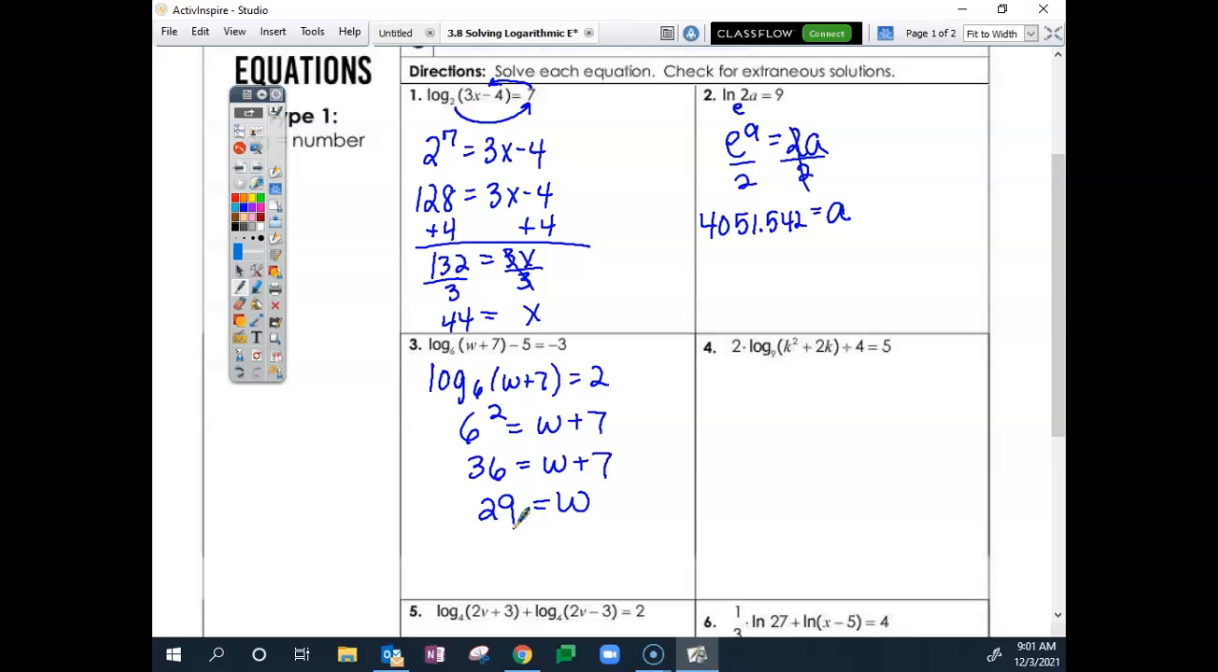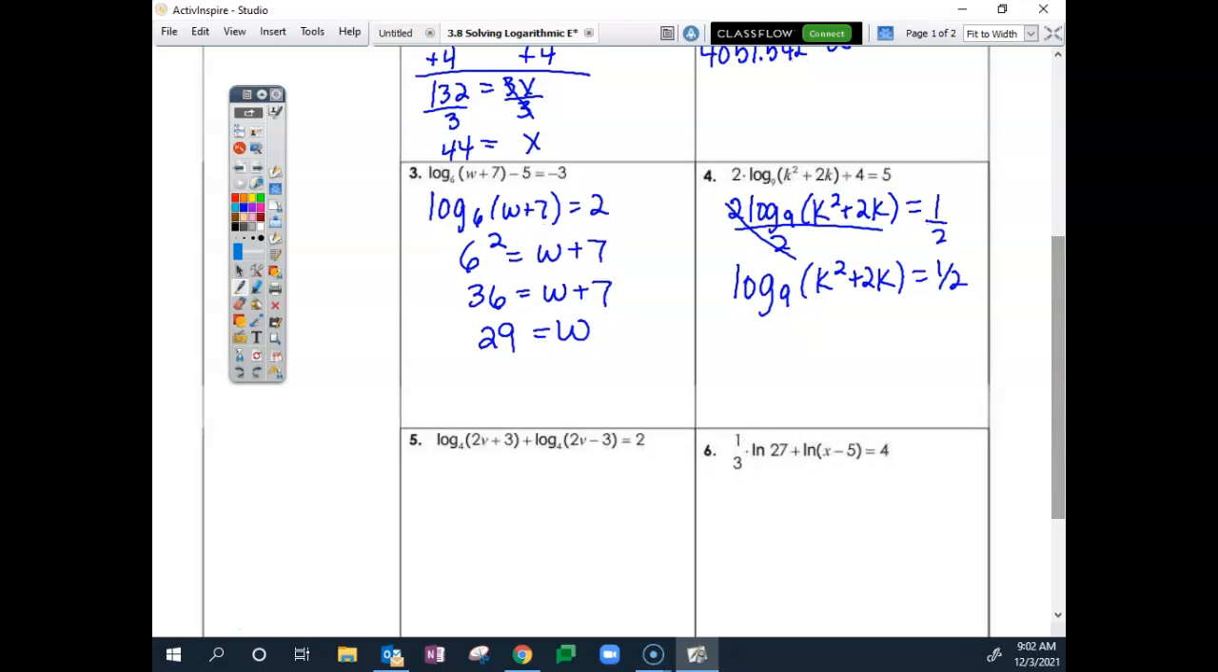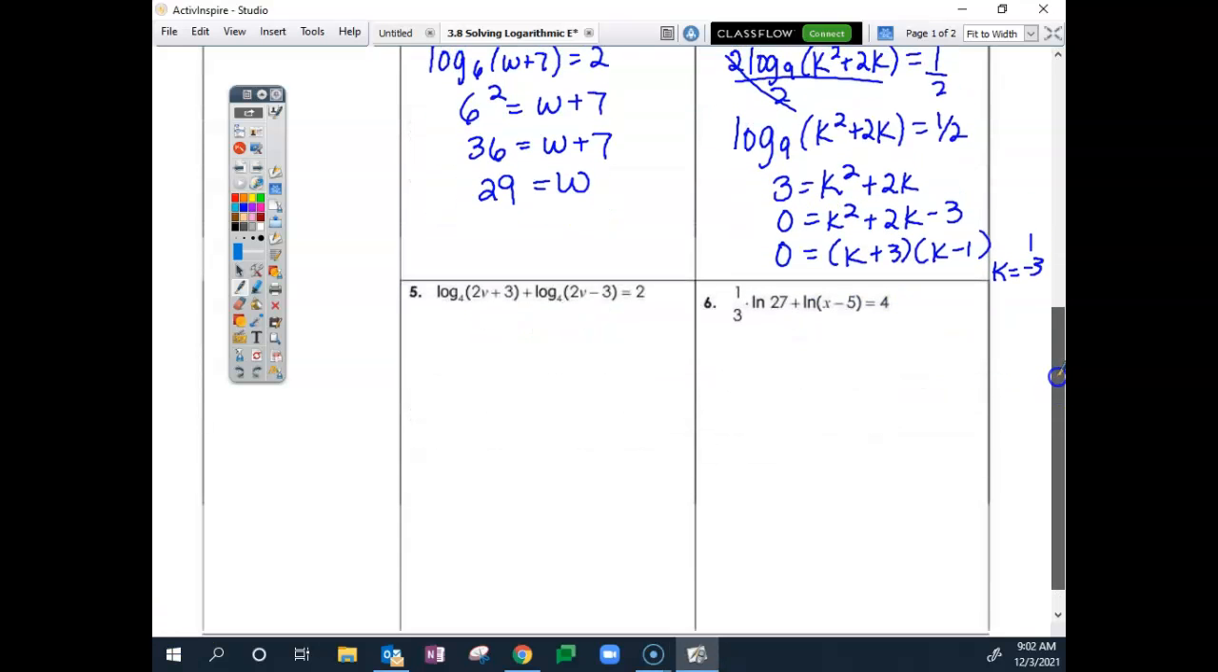Okay, so the next one. What do you think I'm going to do first? Subtract the 4. Now what? Is the log by itself yet? No. I have this right here, don't I? Since the log is not by itself, I'm going to divide by 2, because this is multiplied, so we'll divide by 2. So these cancel. So now, is my log by itself? Yes. So how do I get rid of the log?